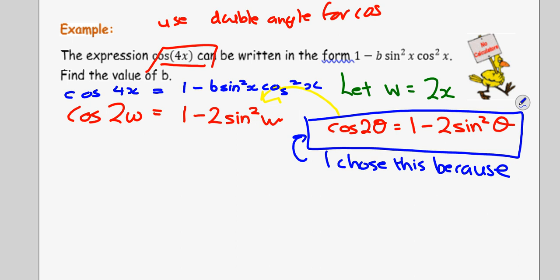Sorry, there was a bit where I was looking at what I had done. I forgot to write them next to each other. So cos 4x equals that, because that's what the question said. And now we can say let w equal 2x.